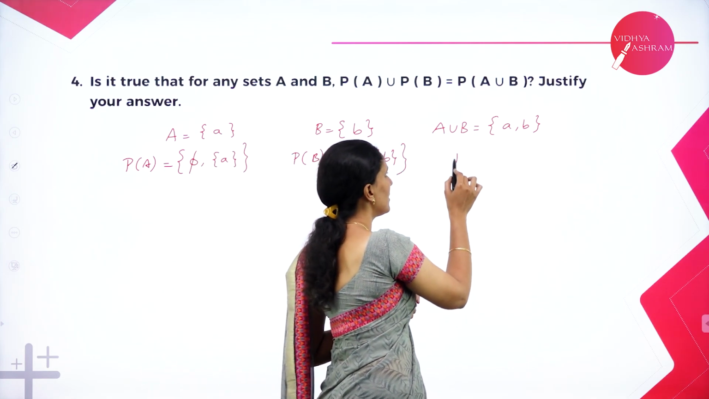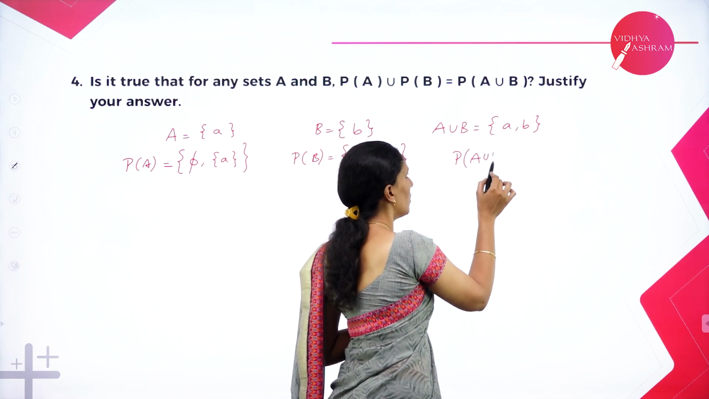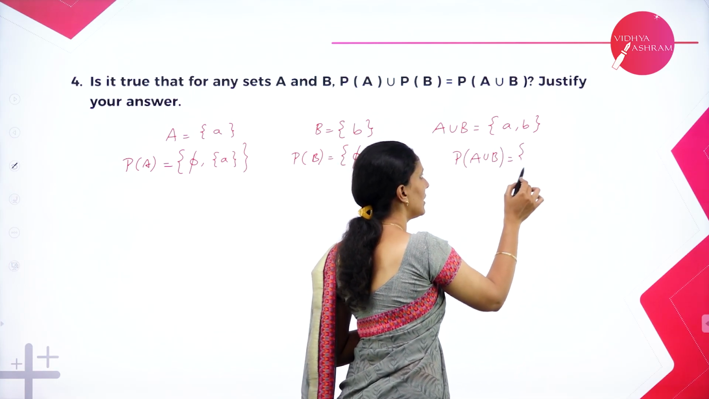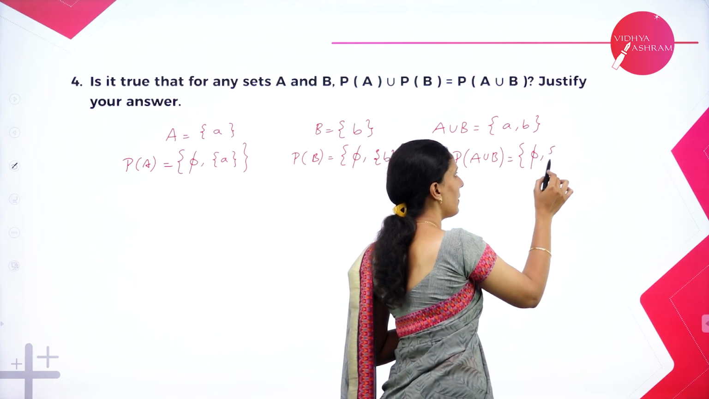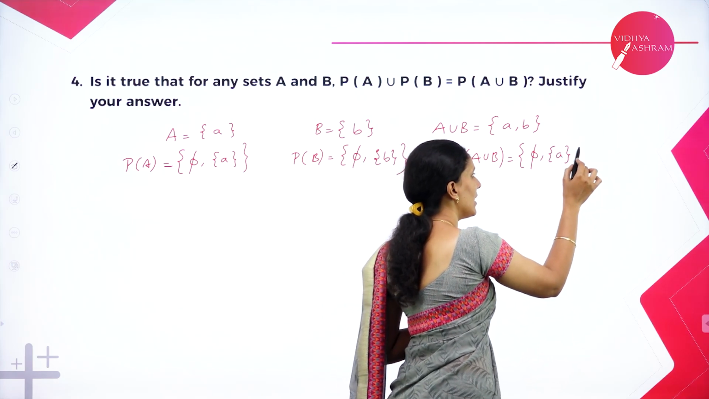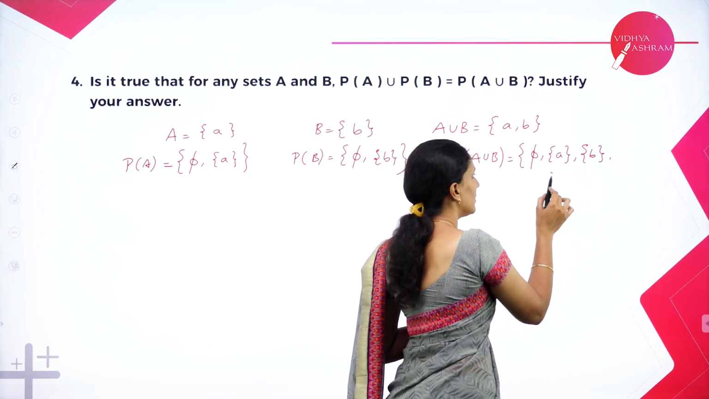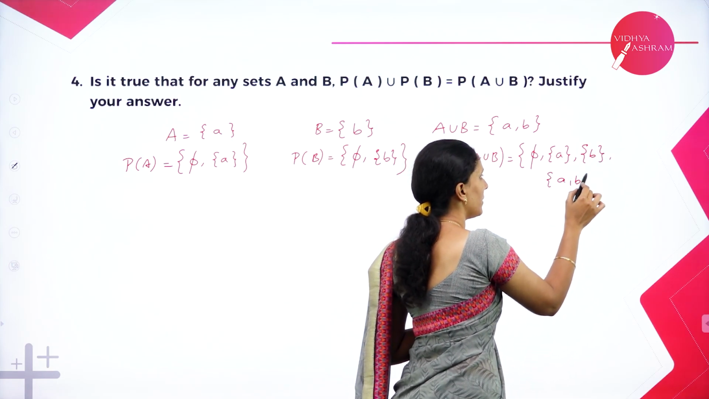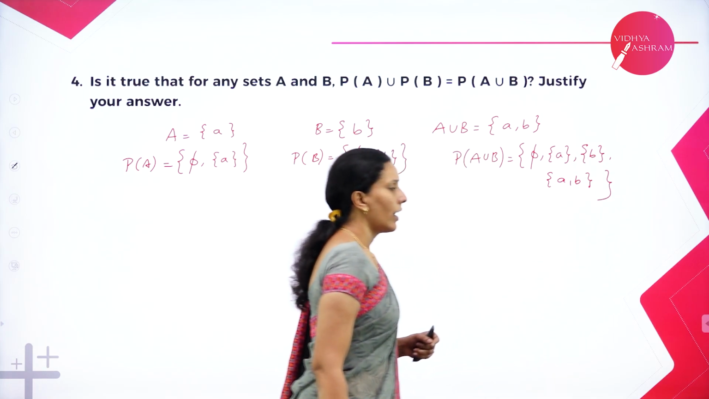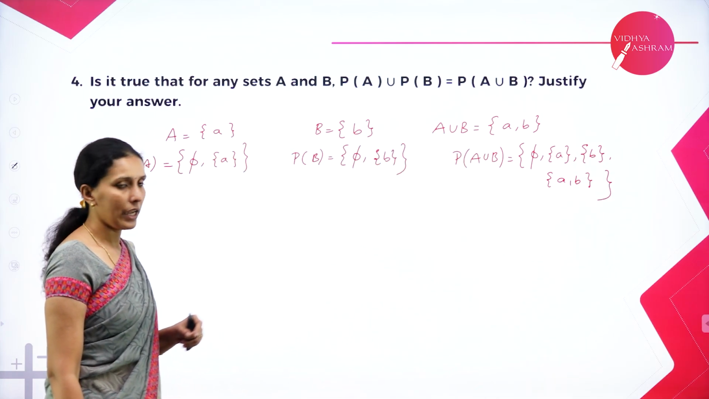Now let's write the power set of A union B. What are the elements of the power set of A union B? Clearly, the empty set is an element, then the set containing A, the set containing B, and the set containing A and B. So these are the elements of the power set of A union B.